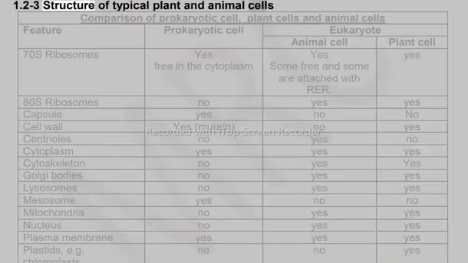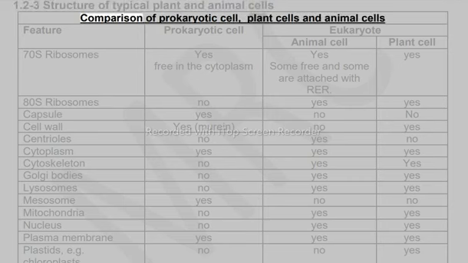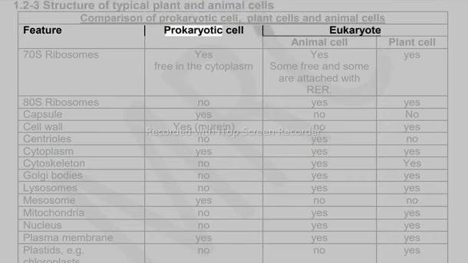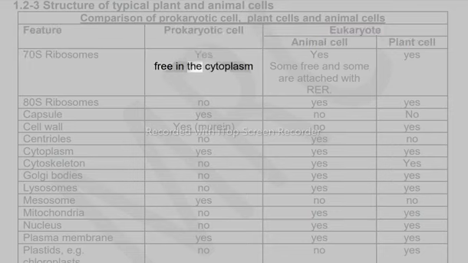Structure of typical plant and animal cells. Comparison of prokaryotic cell, plant cells and animal cells. Feature: prokaryotic cell, eukaryote animal cell, plant cell. 70S ribosomes: prokaryotes, yes, free in the cytoplasm. Eukaryotes, yes, some free and some attached to rough ER.